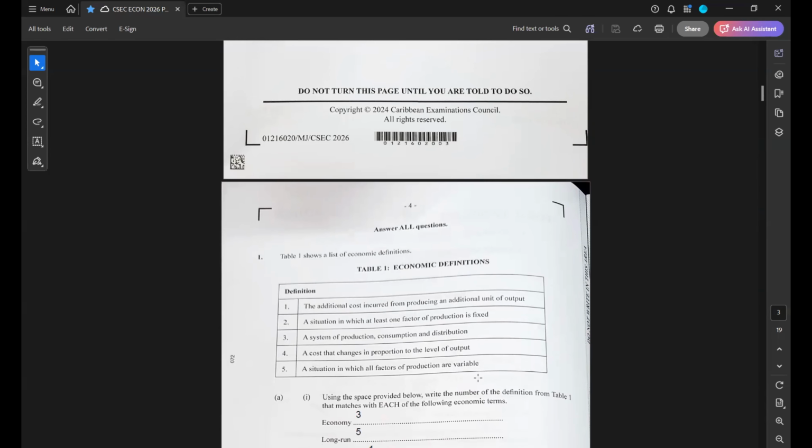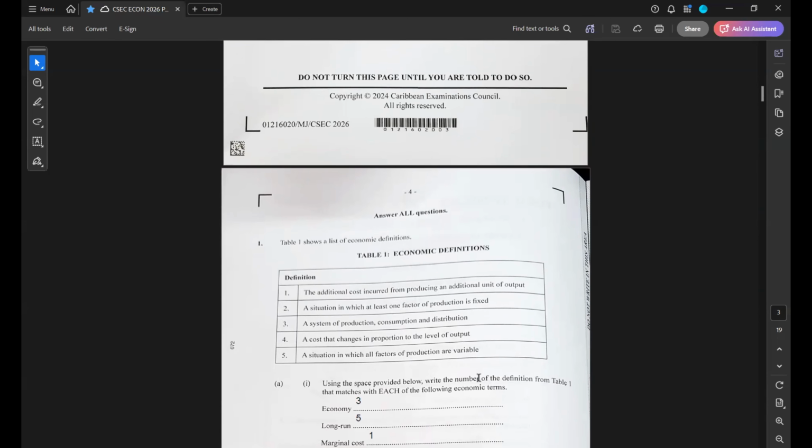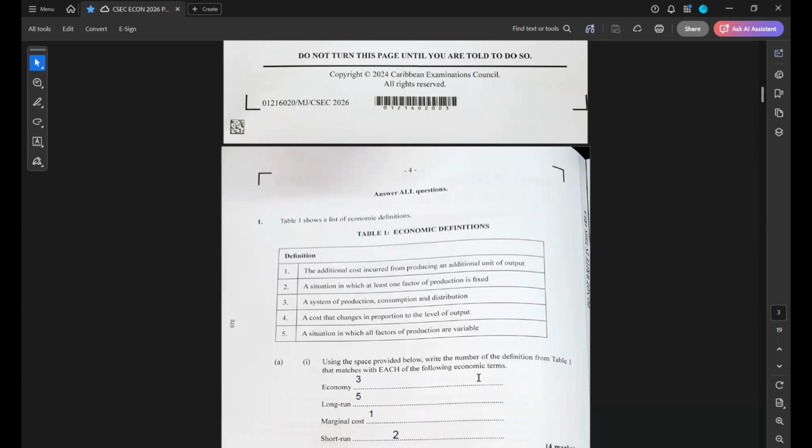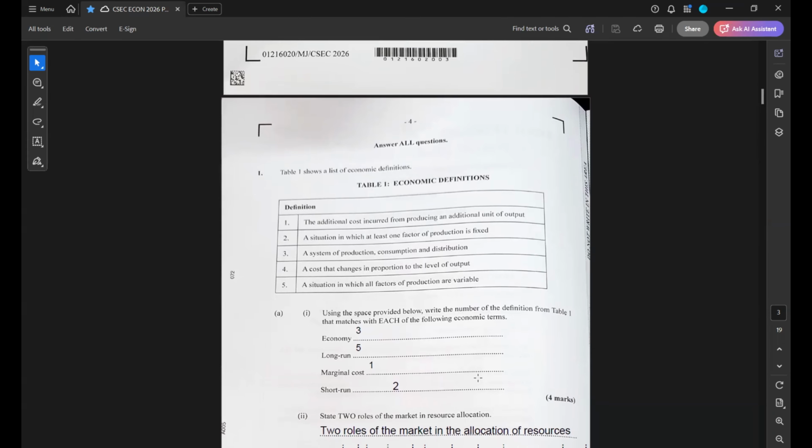Long run matches with number 5, which is a situation in which all factors of production are variable. We have marginal cost, that is number 1. Anytime you hear the word marginal, think about an extra, right? So that is the additional cost incurred from producing an additional unit of output. Short run, that is number 2, a situation in which at least one factor of production is fixed. And for that, you get your full marks.